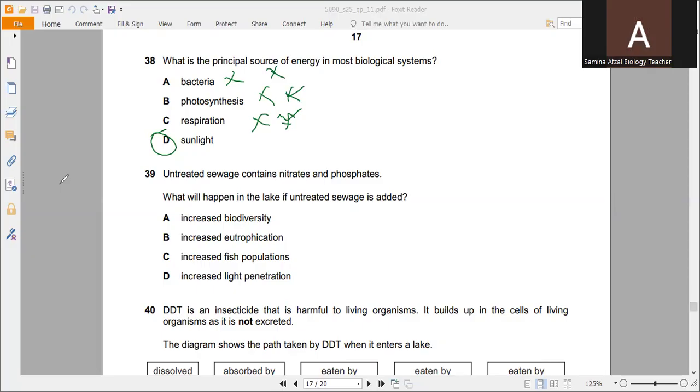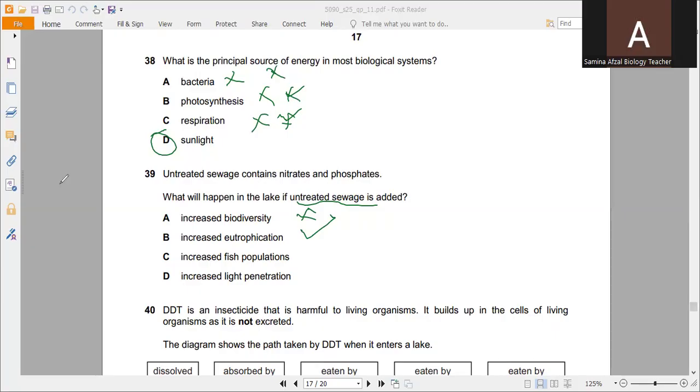Next question, untreated sewage contains nitrates and phosphates. What will happen in the lake if untreated sewage is added? Increase biodiversity. It will not increase the biodiversity when untreated sewage is added. Increased eutrophication. Yes, increased eutrophication.